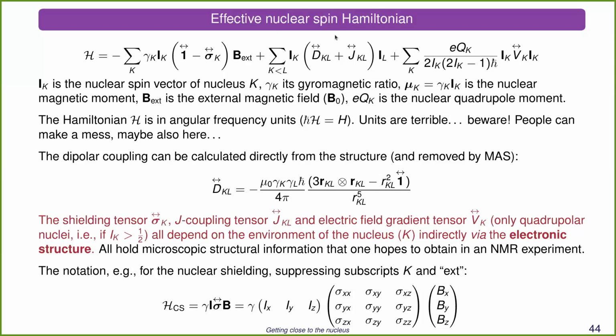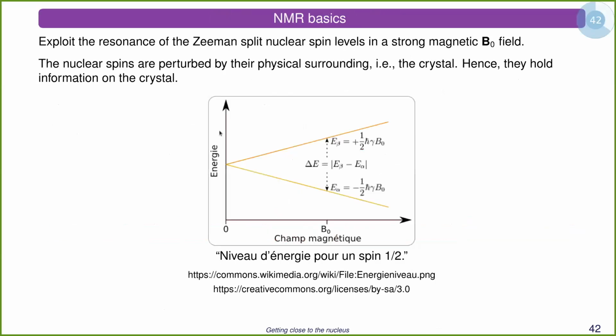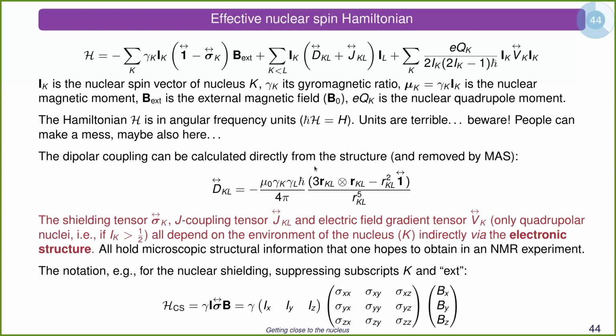So let's look at what is in there. There's this I here, this vector I, that is a nuclear spin vector. So each nucleus K has its own vector. Gamma is the gyromagnetic ratio going with that. You also saw that over here already, popping up in the splitting. Then if you multiply the two together, you get a nuclear magnetic moment.